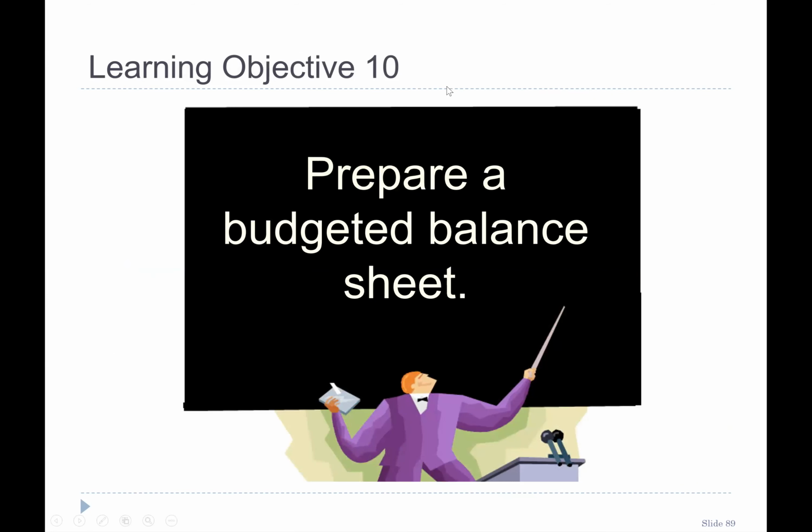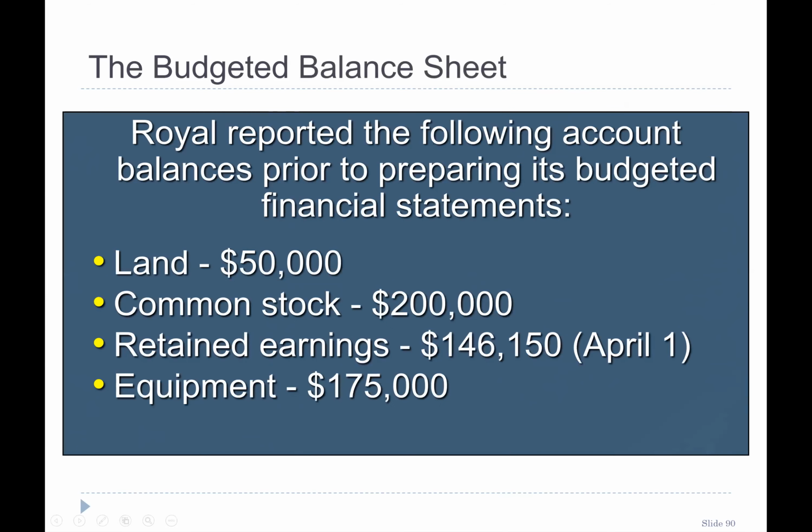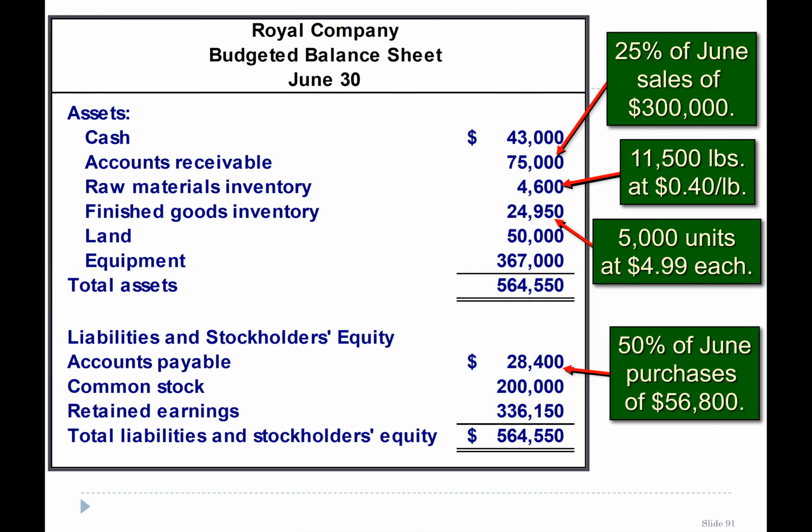Okay, our last step is to prepare the balance sheet. So we already finished our income statement, and for the balance sheet, let's talk about that. So the Royal Company has reported the information regarding land, retained earnings, equipment, common stock, and the rest of the things are going to be filled by our budgets. So let's talk about this. Our assets, first one is cash. Cash is 43,000. It's coming from the cash budget. So at the end of June, our total cash balance was 43,000.